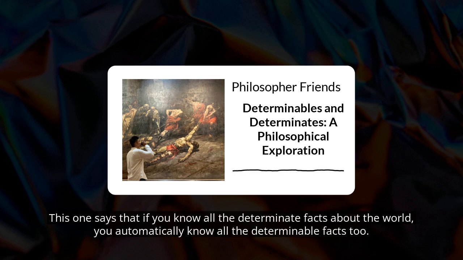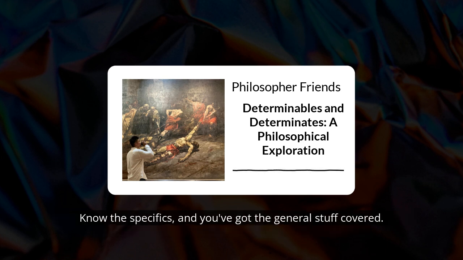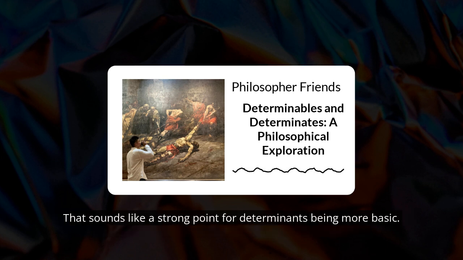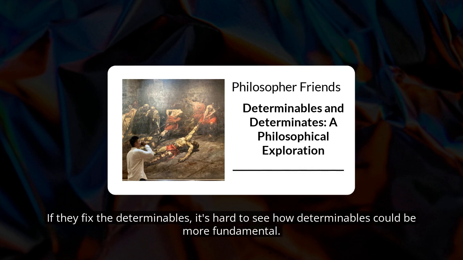And then there's the argument from fixing. This one says that if you know all the determinate facts about the world, you automatically know all the determinable facts too. Know the specifics, and you've got the general stuff covered. That sounds like a strong point for determinates being more basic. If they fix the determinables, it's hard to see how determinables could be more fundamental.